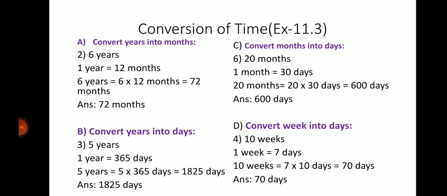Convert months into days. So we know 20 months need to be converted into days. We know 1 month is equal to 30 days. So 20 months is equal to 20 into 30 days, which is equal to 600 days. Convert weeks into days. So we know 10 weeks need to be converted to days. We know 1 week is equal to 7 days. So 10 weeks is equal to 7 into 10, which is equal to 70 days.